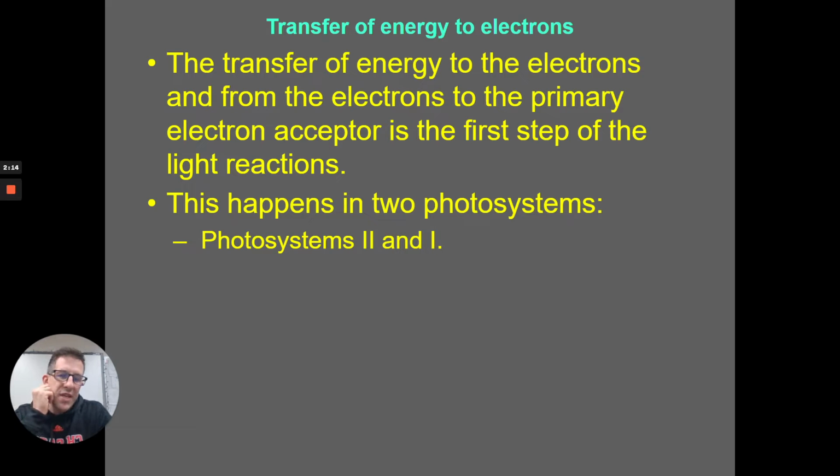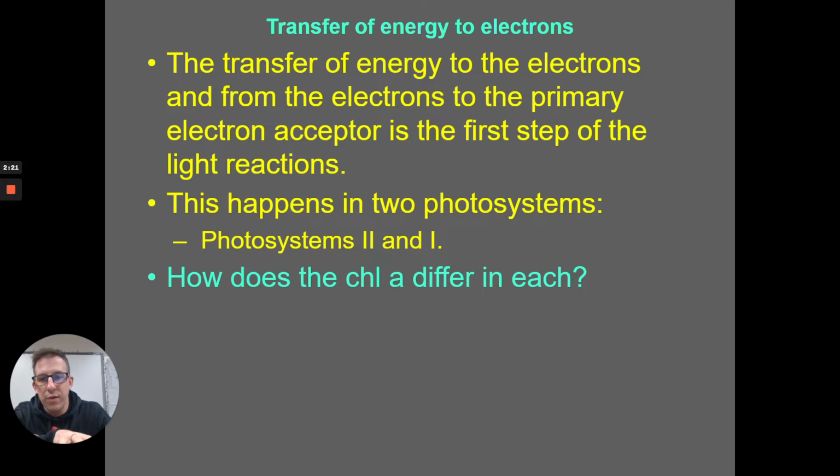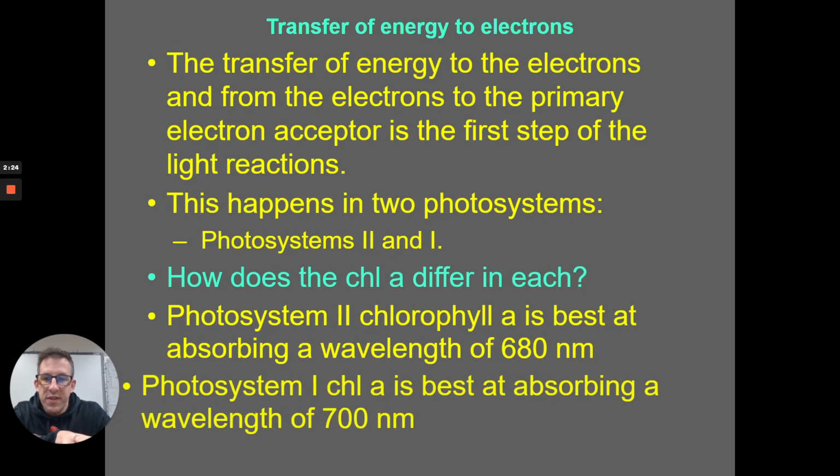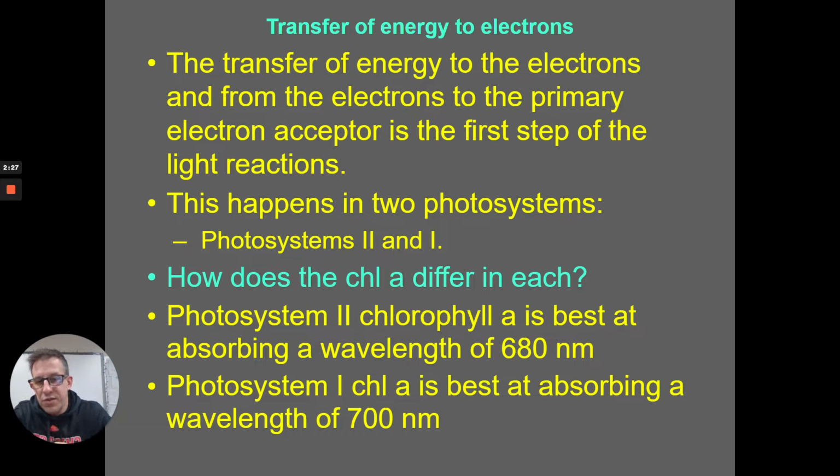And this happens in something called a photosystem. Specifically, it happens in two photosystems that are embedded in the thylakoid membrane. Now, they're named photosystem 2 and photosystem 1. And they do come in that order. There's a reason for it. I mean, we don't need to get into it. If you really want to know, you can ask in class. But photosystem 2 comes first in this process, and photosystem 1 comes second in this process.